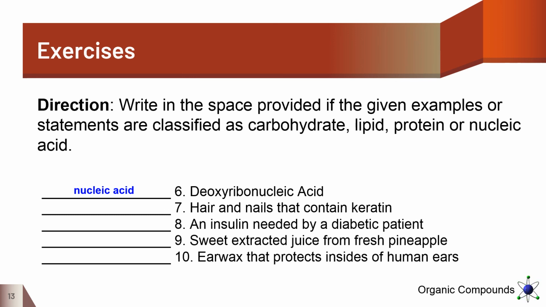How about hair and nails that contain keratin? This one falls under protein. Insulin needed by a diabetic patient. This one is also protein. Number 9, sweet extracted juice from pineapple. This is also a carbohydrate. And number 10, earwax that protects the insides of human ears. This consists of lipid. Very good. I think you really learned our lesson for today.